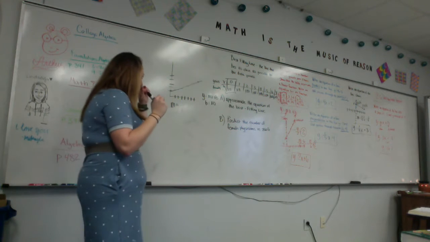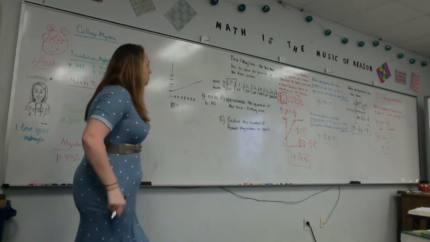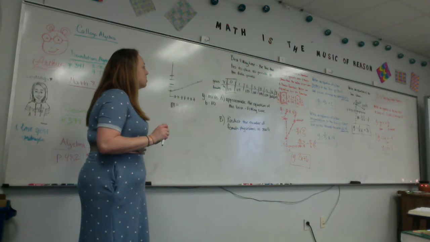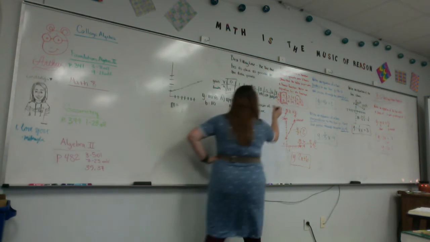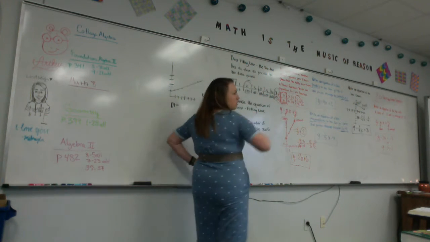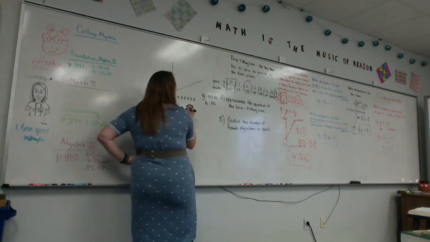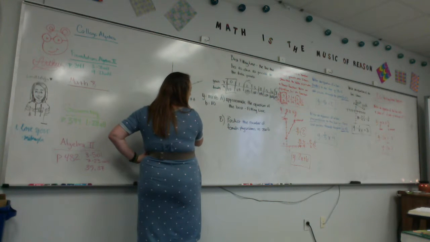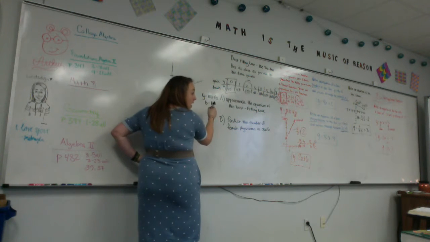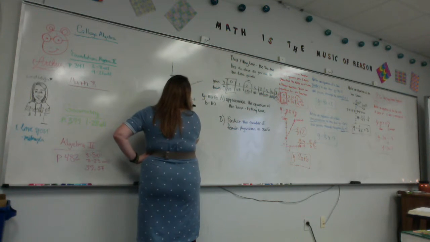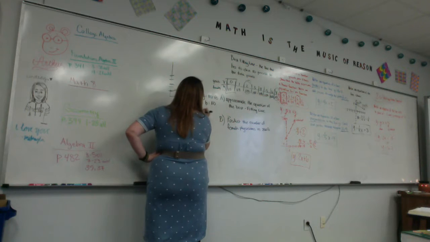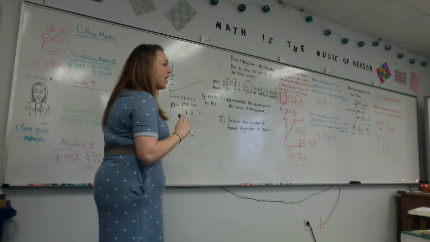What 2 points do you want to choose? 7 and 2? Okay, that's fine. Let's just go with random points. Let's choose this and let's choose this because they're a little bit further apart too, so it's going to give us a better idea. So I'm going to set up, what goes up top? Change in y, 177 minus 125, over 7 minus 2. What's 177 minus 125?